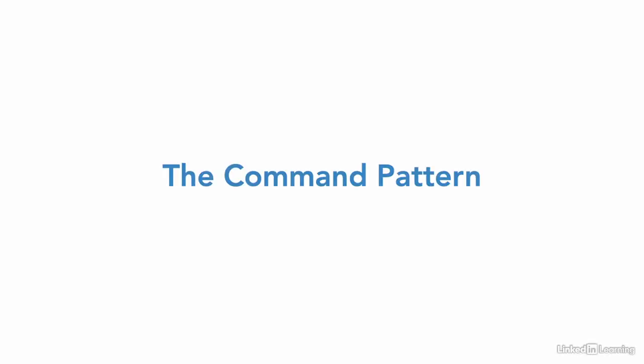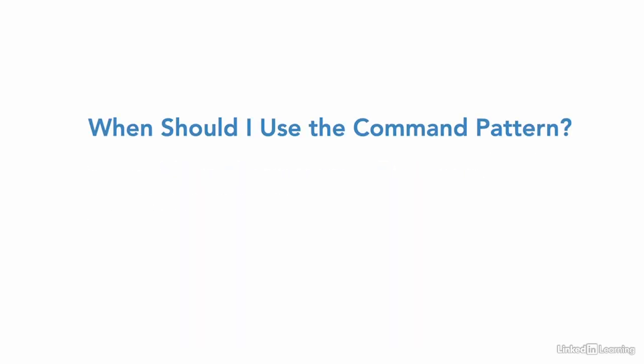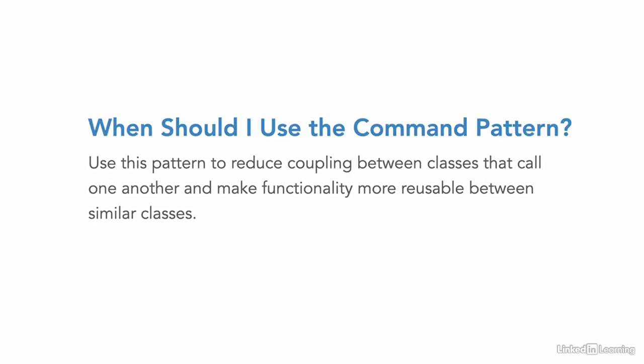Okay, it's time for our second design pattern, which is called the command pattern. The command pattern can help us greatly reduce coupling between different classes in our application, as well as make certain pieces of functionality much more reusable, as we'll see. And it does this by expressing the different events that can occur in our application as their own classes. And we'll look at the details of this shortly.